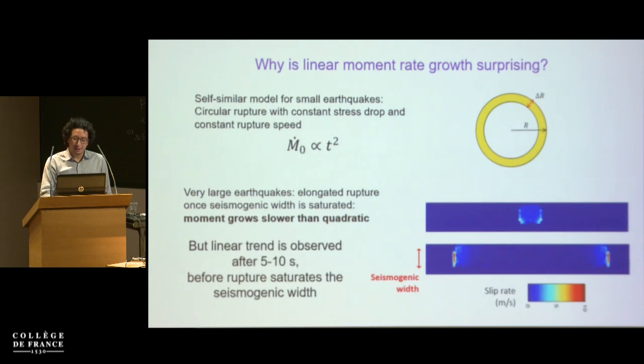However, the subduction zone earthquakes that we have analyzed do not saturate the seismogenic zone at the short timescales at which we see the linear behavior. We can see this linear behavior starting in the first few seconds, 5, 10-second timescales. At those timescales, the rupture hasn't had the time to saturate yet the 200 kilometers of seismogenic zone in the subduction zone. So this is not a good explanation for that.